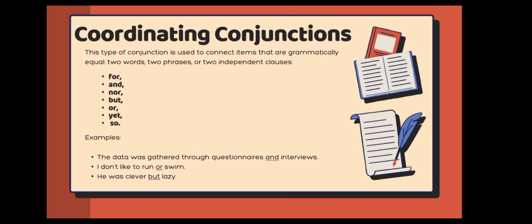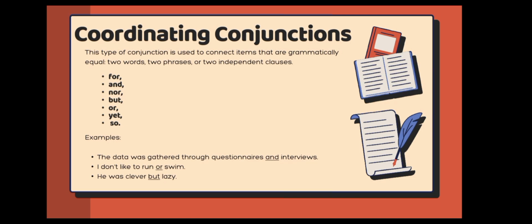Let me explain. These conjunctions connect equal parts of a sentence, like two independent clauses or words that have equal importance or function. The most common coordinating conjunctions used are the popular acronym named FANBOYS. The FANBOYS is composed of for, and, nor, but, or, yet, and so.